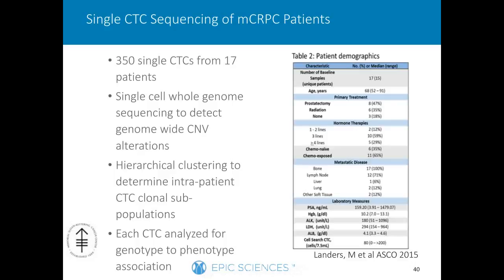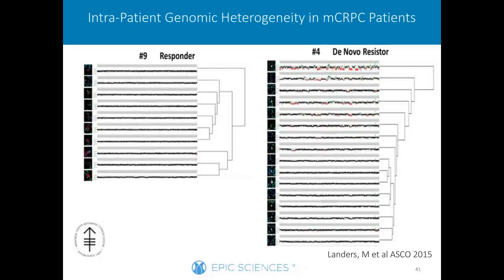So to look at this clinically, we looked at 350 CTCs across 17 separate patient samples. And these are patients who, again, were either resistant to AR-targeted therapy or responsive, or resistant to taxane therapy or responsive.